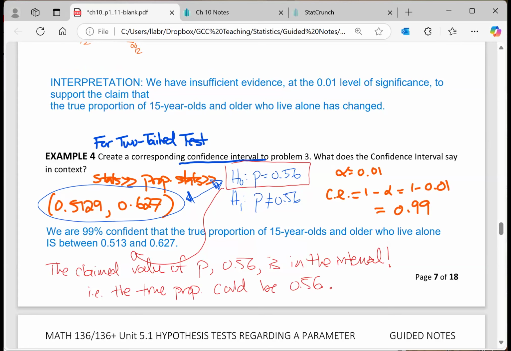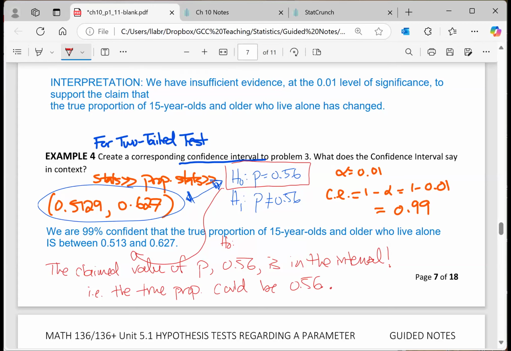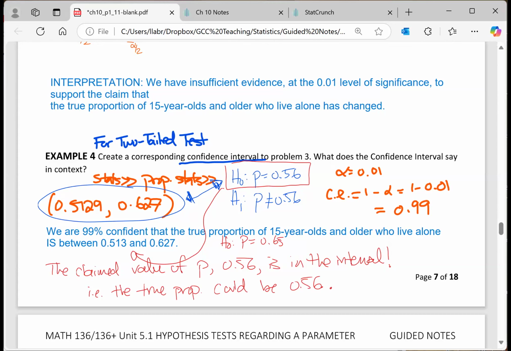If this interval did not contain the claim, so pretend, for example, that H0 was p is 0.65, then this interval does not contain 0.65. In that case, you would reject that claim. This is how you can combine a two-tailed test with confidence intervals. We're going to continue to use confidence intervals, so if you are struggling on any of this, make sure that you go back to the previous chapter and get a handle on those ideas.